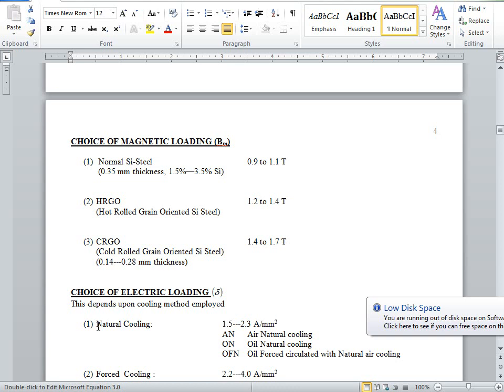Now if you are going for a hot rolled grain oriented, which is a little less, you can see the magnetic field density is 1.2 to 1.4 Tesla. And if you are having something, a simple silicon steel just like this one, then you can only have 1.1 Tesla. Now higher the value of B means you are going to use less size of your machine or your transformer.